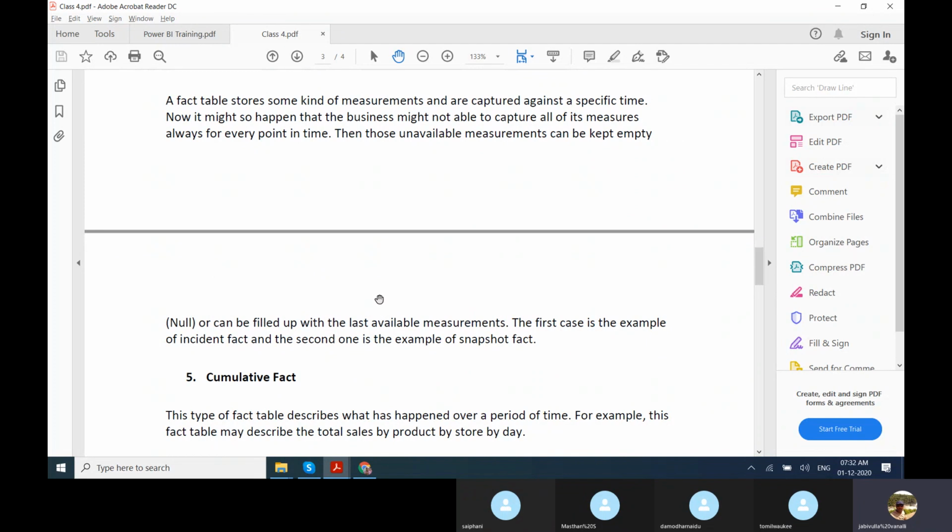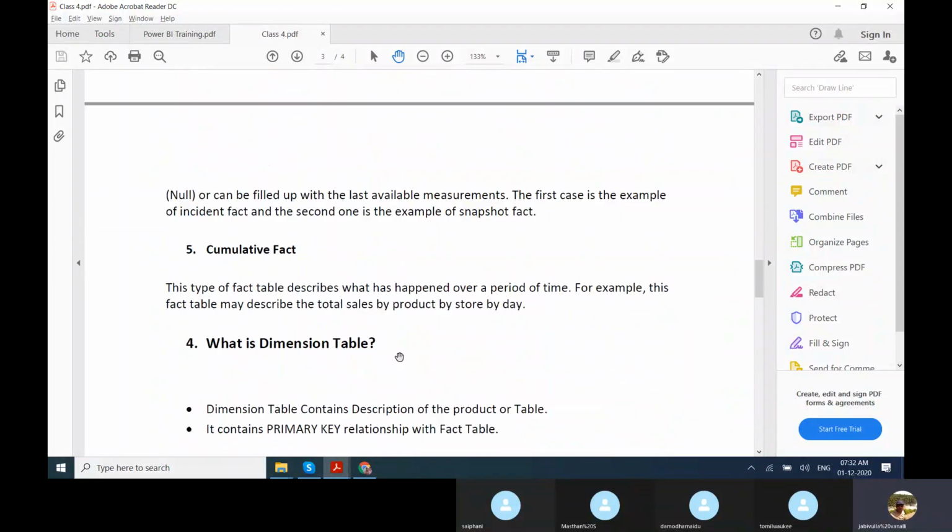Incident means that while maintaining the data, whenever we don't have information about a particular customer or order or something, then we'll just mention null. So whatever the information you have available, based on that, you will fill those null values. That is nothing but snapshot. So incident and snapshot fact tables are called.